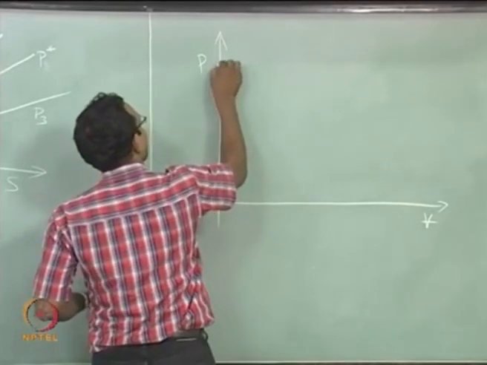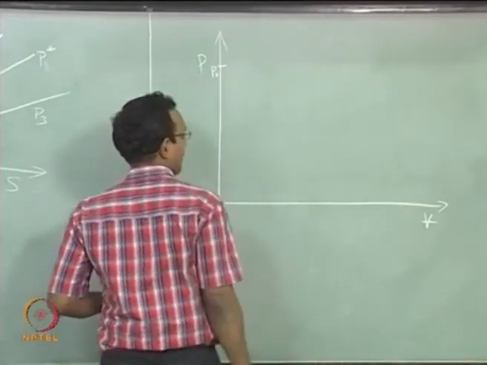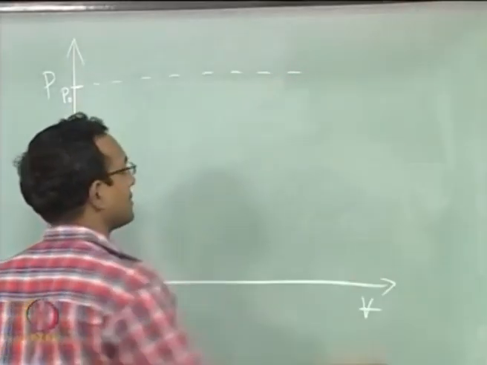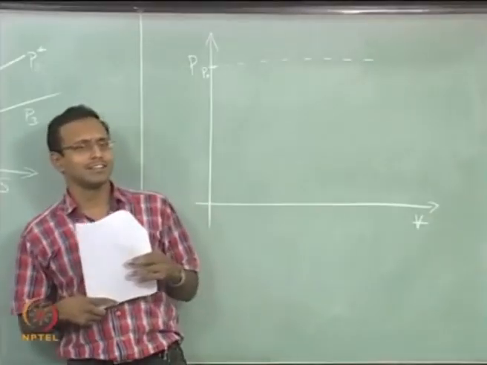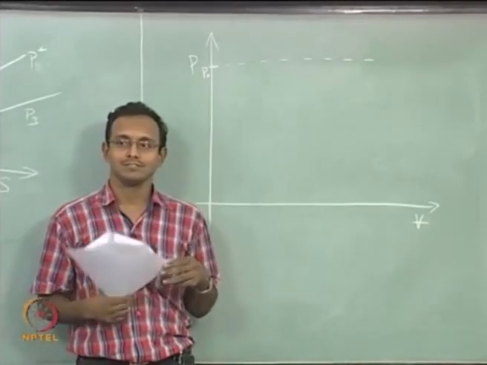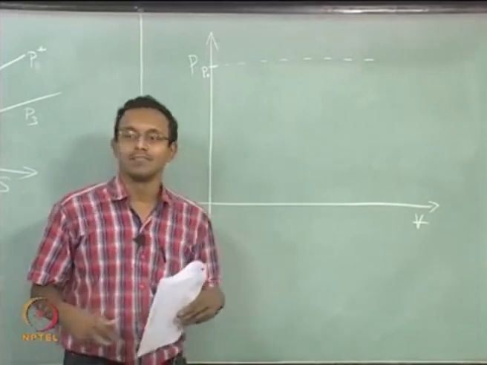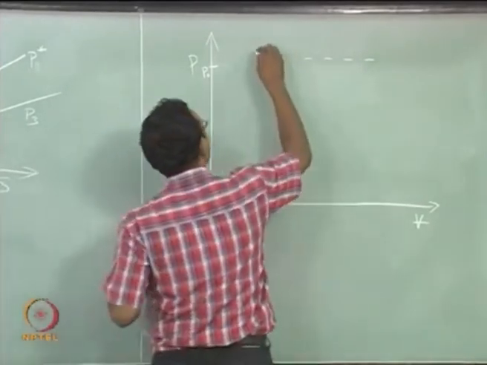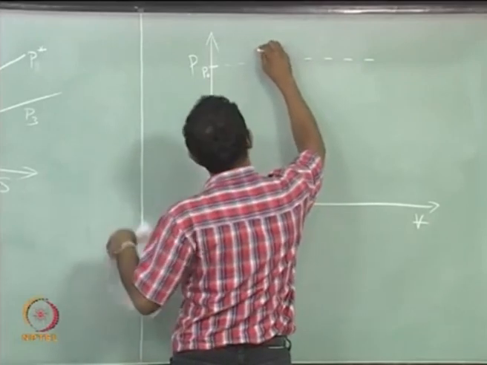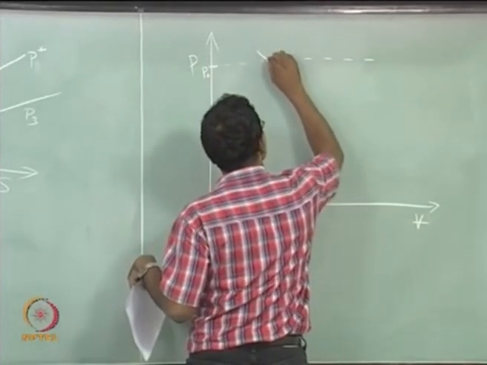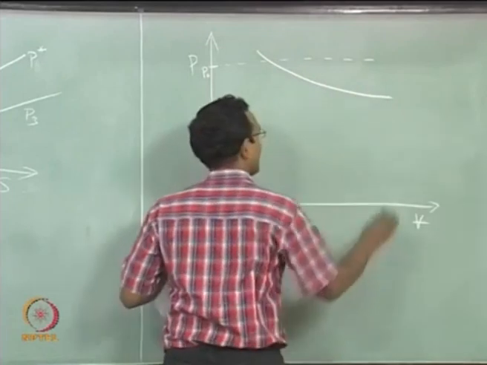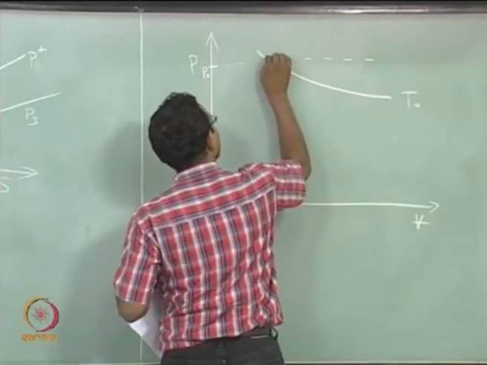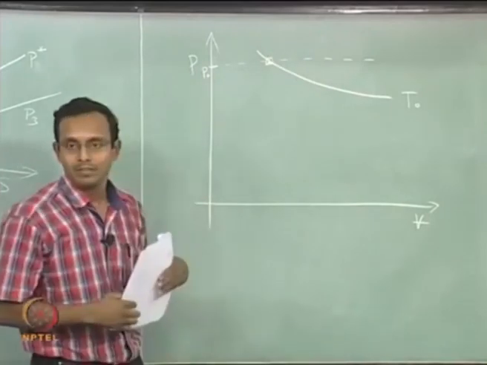So, I will mark this as my P naught. Where will my T naught be? I have to basically draw some constant temperature line. What will that look like? Rectangular hyperbola, right? PV equal to RT, you can get it to a rectangular hyperbola. So, we will draw something like this. Let us say this is my T naught. So, this is my initial state, this is where I am.